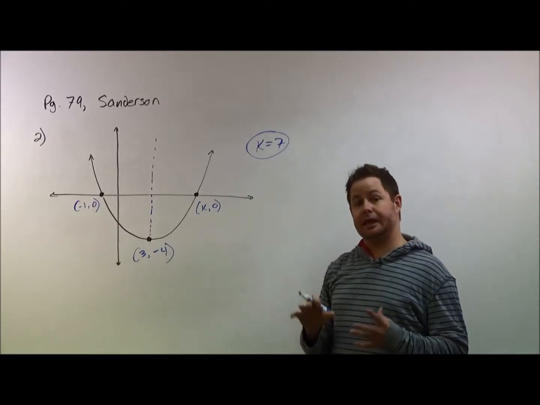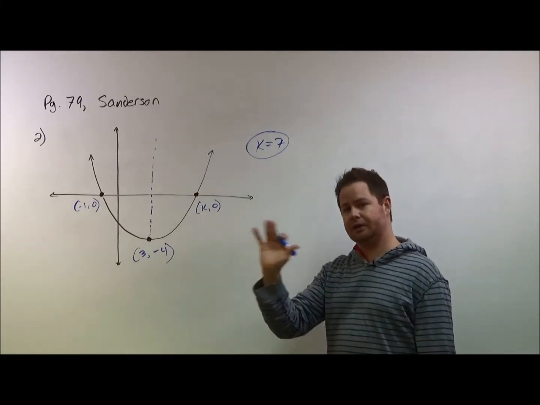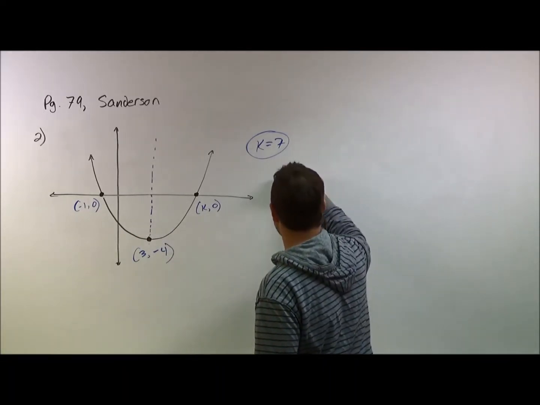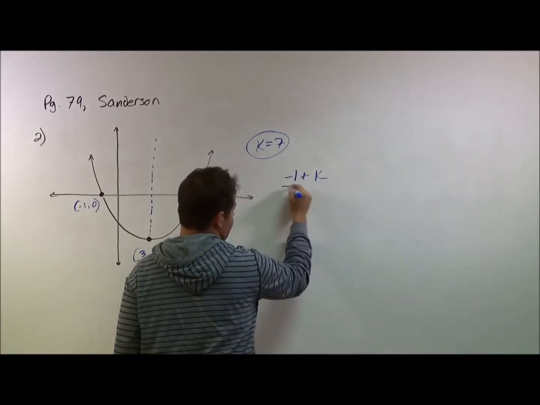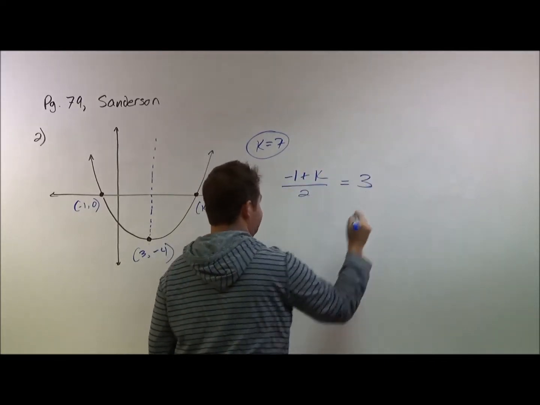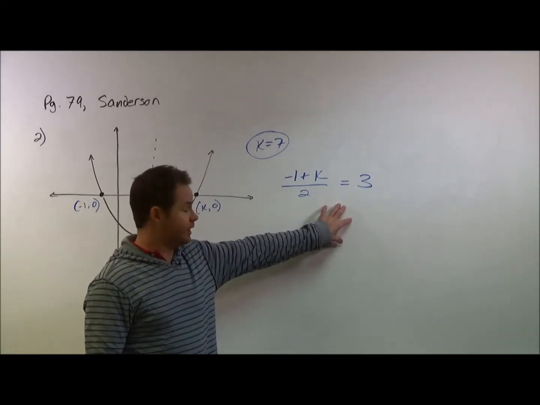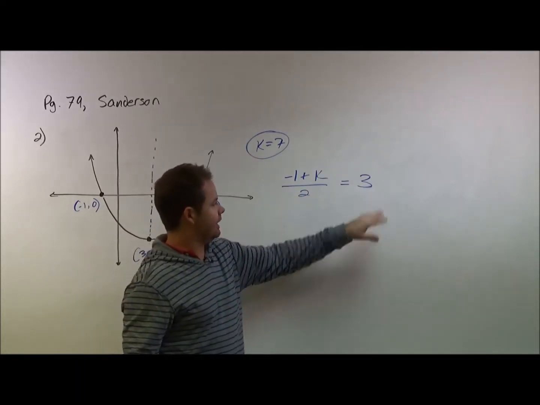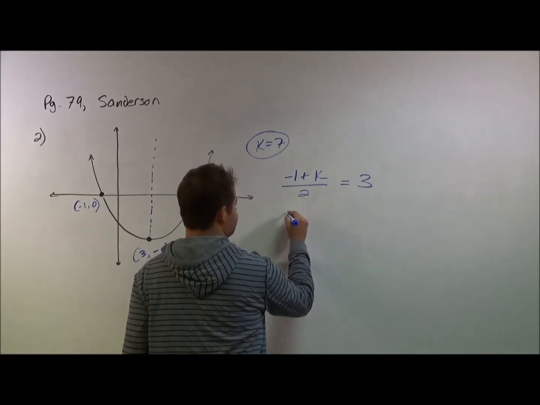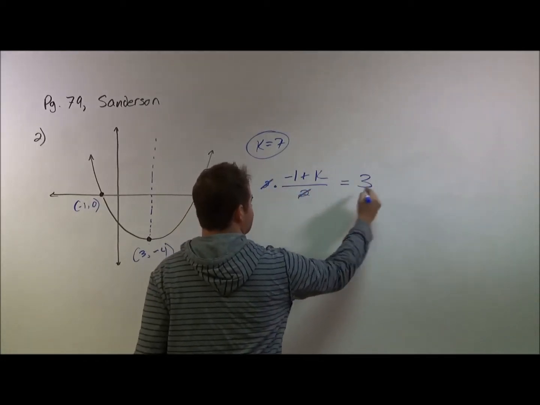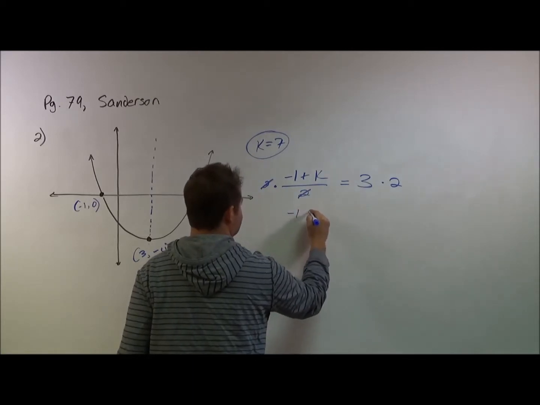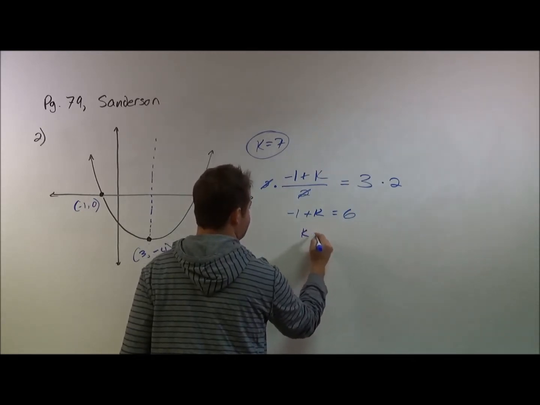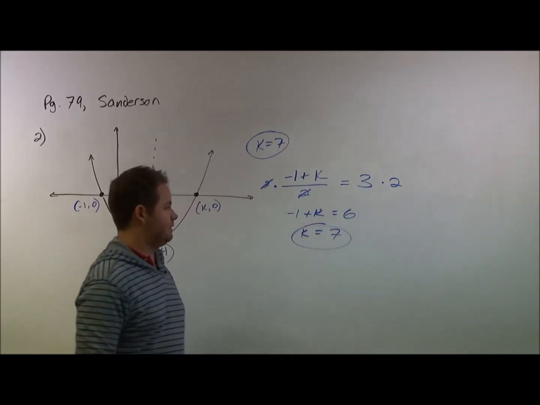Now if you want to see that calculated with more of an equation rather than having to count it off on your graph, you can also find the average between -1 and k and set that equal to 3. (-1 + k) / 2 equals 3. This is the equation form of finding the average. Add them up, divide by the number, and that gives you your average. So here, when we multiply both sides by 2, -1 plus k equals 6. And then when we add 1 to the other side, we get k equals 7 in equation form.